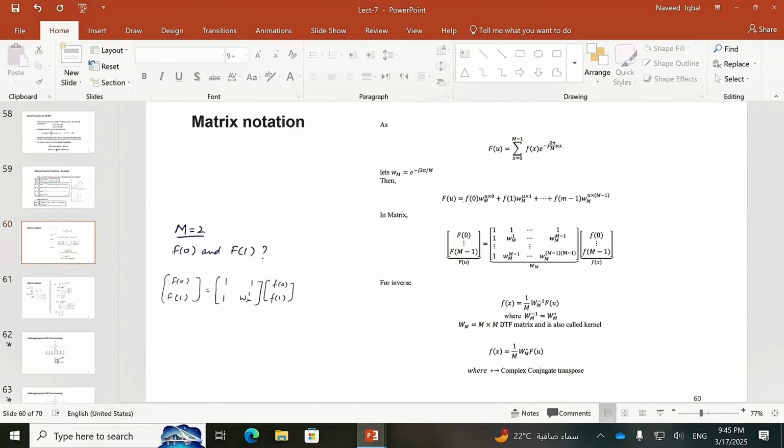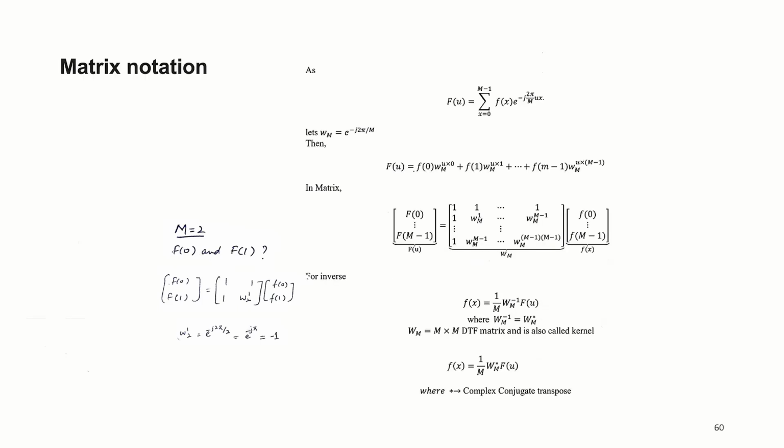It will be a 2 by 2 matrix, right? With 1 and 1, and then here also we have 1, and then here we have W2, 1. What is W2, 1? W2, 1 is equal to e power minus j 2 pi by 2, so e power minus j pi. If I open it, it becomes cos pi minus j sin pi. Cos pi is minus 1, sin pi is 0. So you get the 2 by 2 matrix, and you multiply it with this one to get the Fourier transform.